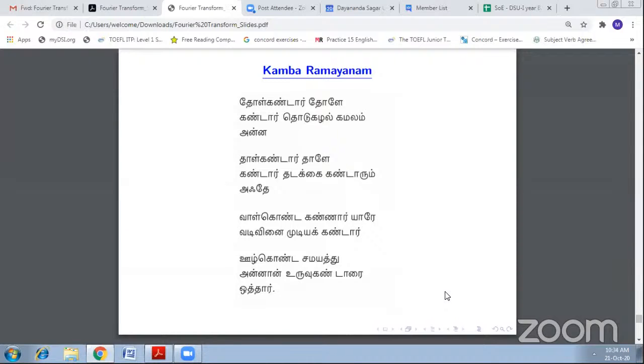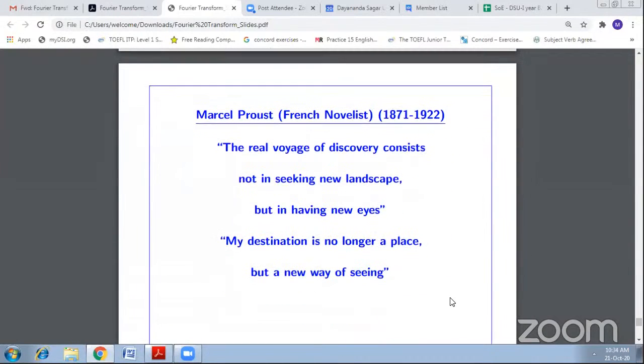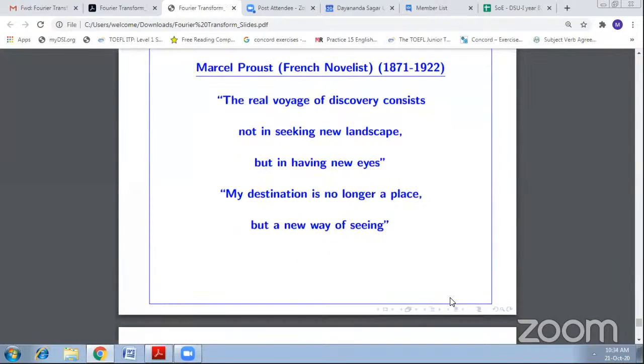Next slide, please. A similar sentiment is expressed by a French novelist. The real voyage of discovery consists not in seeking new landscapes, but in having new eyes. The same thing as what Kamba says, that different eyes saw different things, but you have to have new eyes every time to see all the things. My destination is no longer a place, but a new way of seeing. So you keep seeing the Fourier transform in many, many ways, then you start appreciating it better.